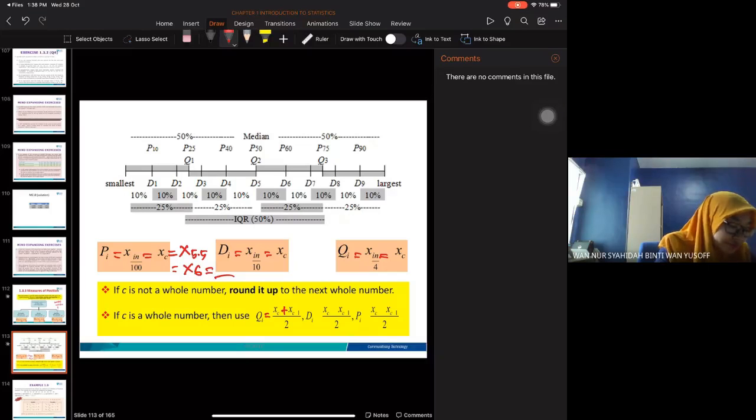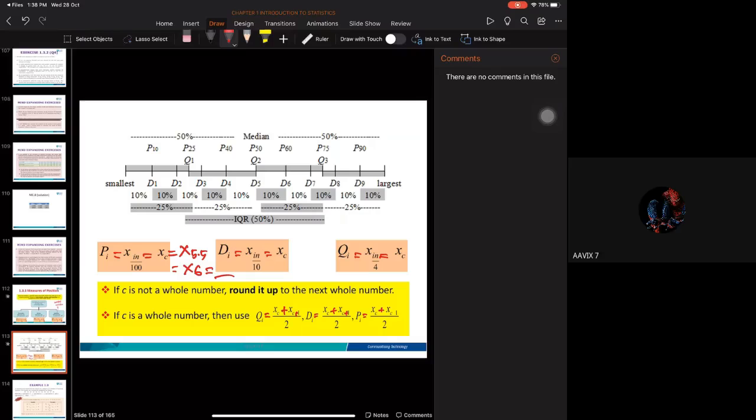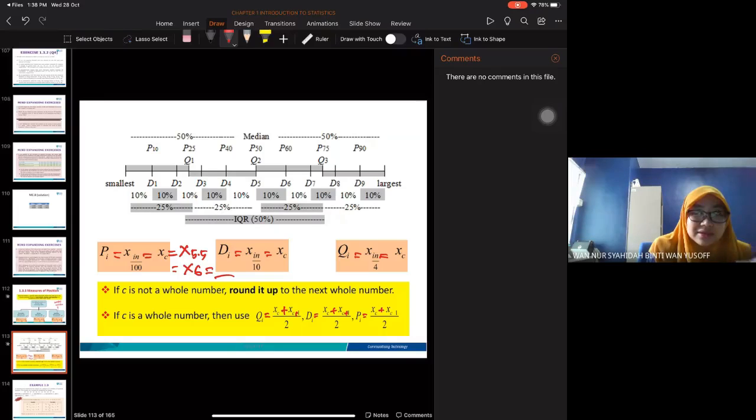It should be C plus 1 here, you can refer to the unit. So for example, if the data is 5.2, round up is also 6. We don't use the common rounding. You just round up to the next whole number. Even if you have 5.1, even 5.0001, it is still 6 because we need to round up to the next whole number.